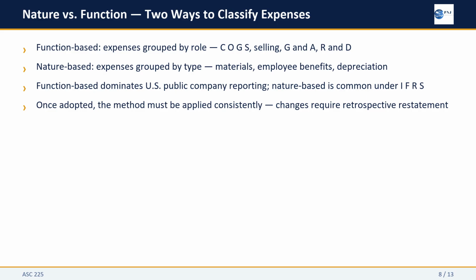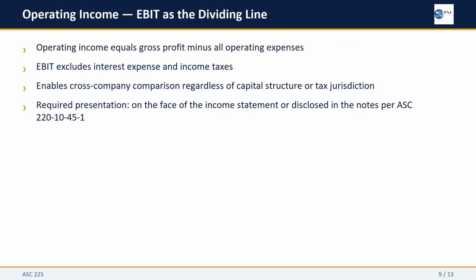any reclassification is made. Operating income is simply gross profit minus all operating expenses, and EBIT, earnings before interest and taxes, is the standard label. The reason it matters so much is structural. By stopping before interest and taxes, it measures the performance of the business itself, not how it is financed or where it is incorporated. A company in a high-tax country and a competitor in a low-tax country look comparable at the EBIT line. ASC 220-10-45 requires this subtotal to appear on the face of the income statement or be disclosed in the notes.